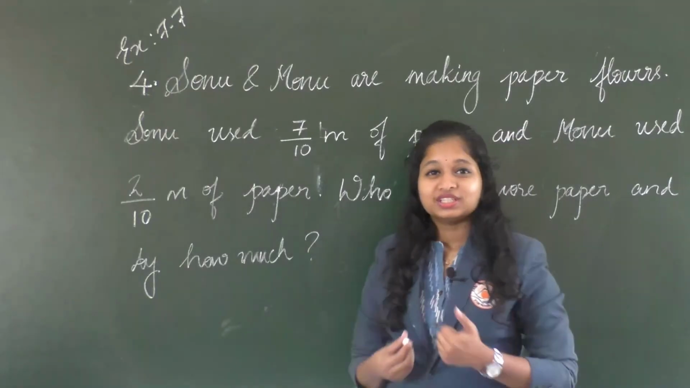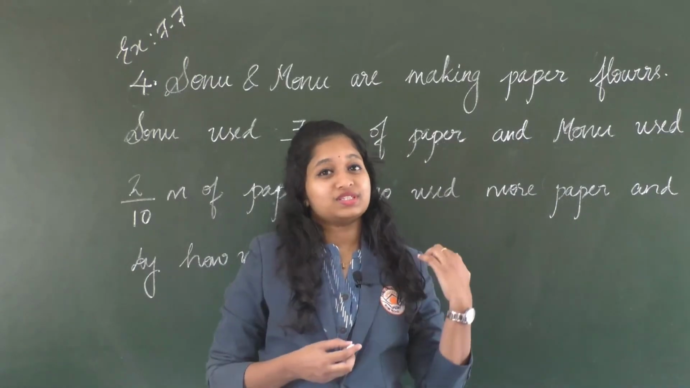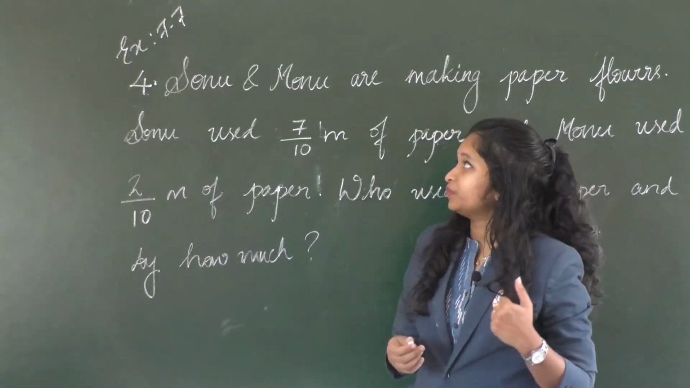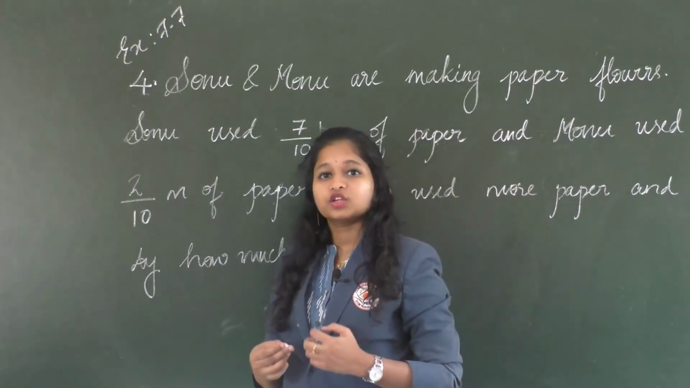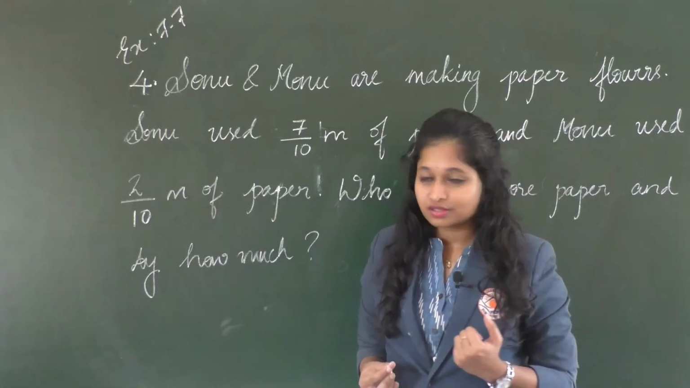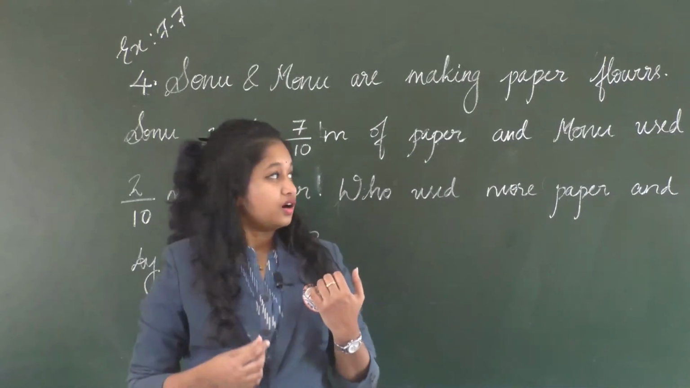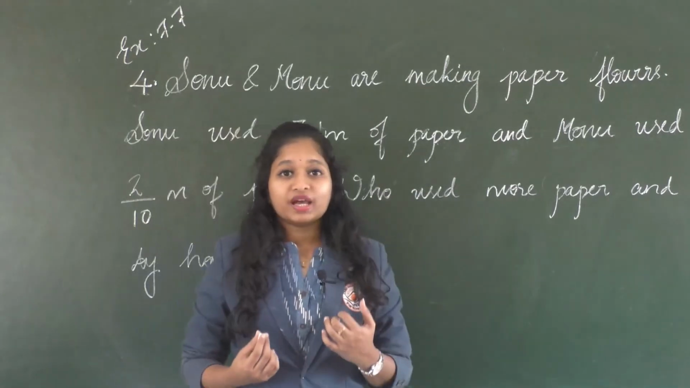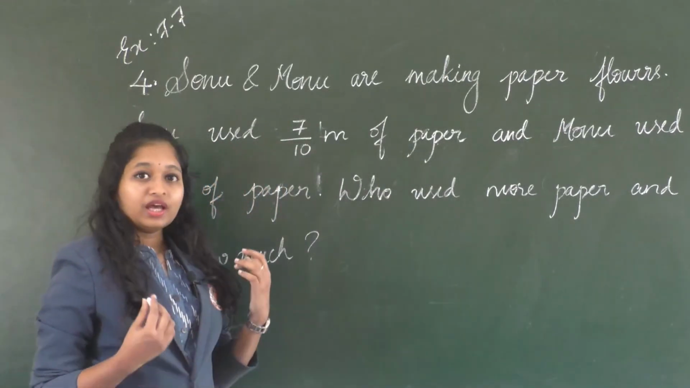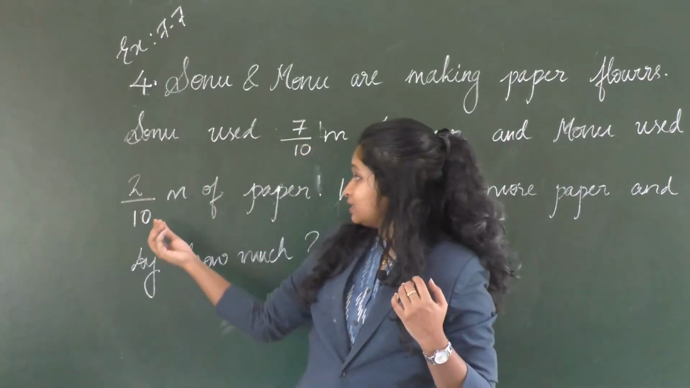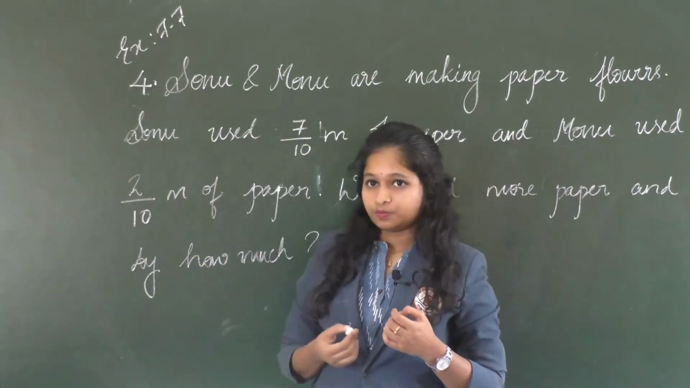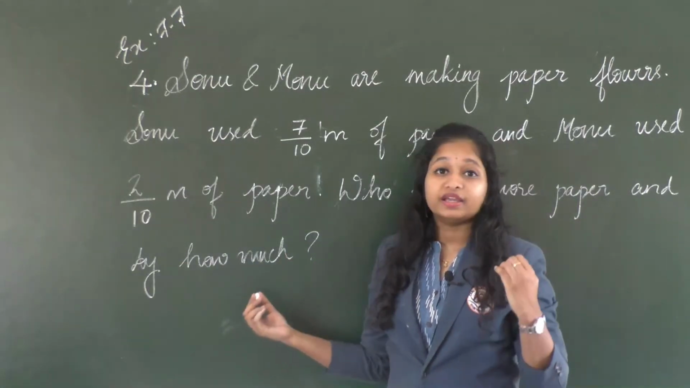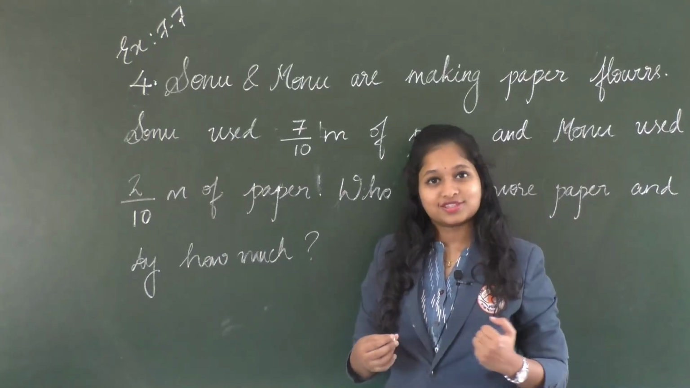Okay? So children, now let us move on to our last topic, which is real life applications. Here I have a question from exercise 7.7, question number 4. The question is, Sonu and Monu are making paper flowers. Sonu used 7 by 10 meter of paper and Monu used 2 by 10 meter of paper. Who used more paper and by how much? That is the question. Let us solve it.